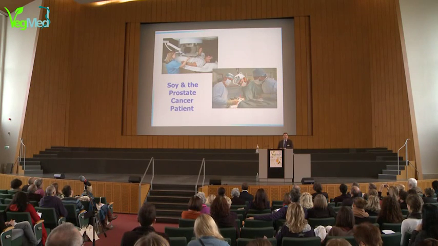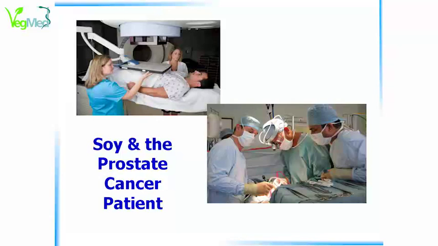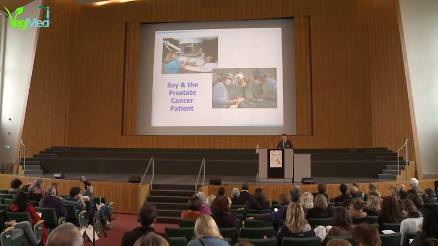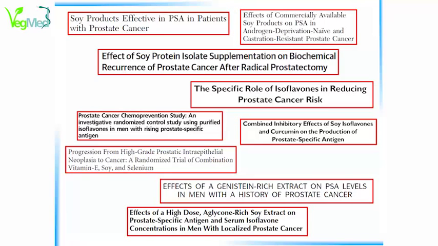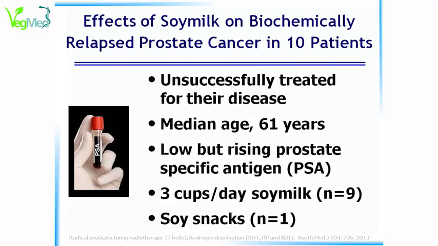There's intriguing evidence that soy may not only help to reduce the development of prostate cancer, but may help prostate cancer patients. A number of studies have looked at the effects of soy on prostate cancer patients. Specifically, they have looked at prostate-specific antigen. And I would like to present the results of just one study. This is a little bit biased because I'm showing one of the more interesting results and results that support the potential benefits of soy. So this is a very small study, 10 patients, a pilot study.